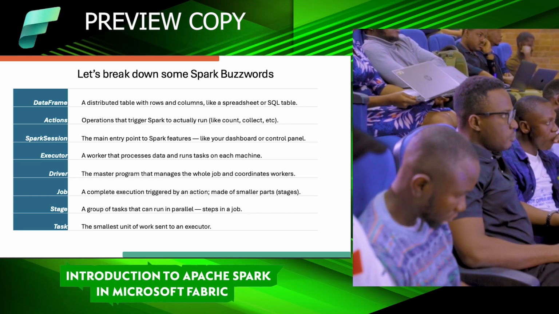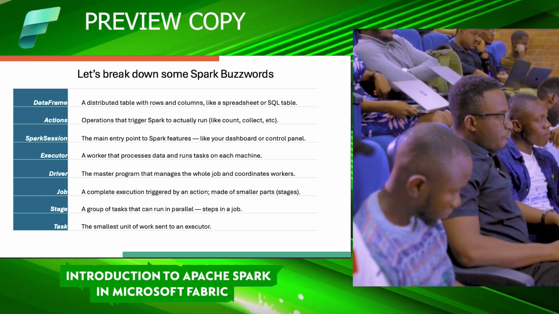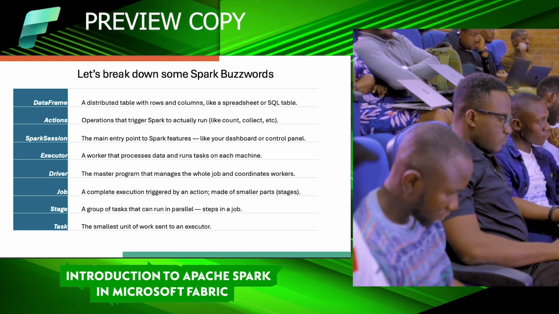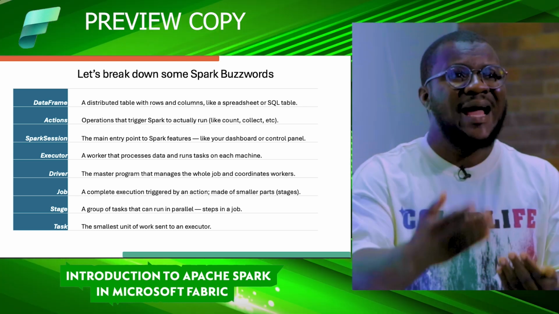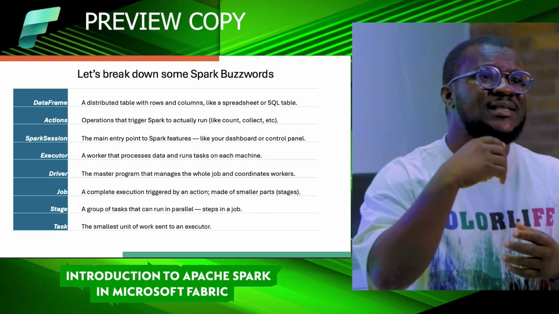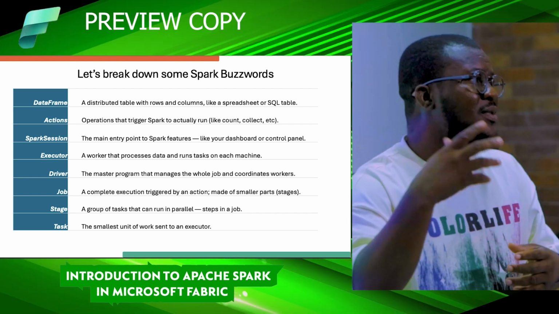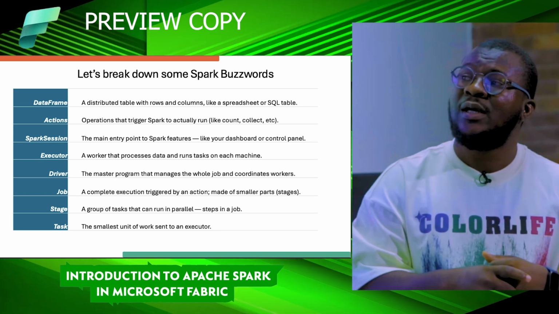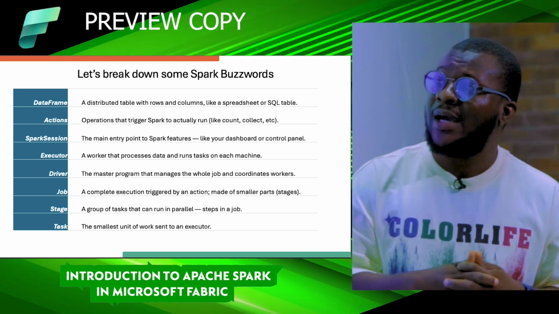When we hear about Spark actions, what are we talking about? These are operations that trigger Spark to actually run. So when you perform an action, you're actually triggering an operation, all right? Whether this is a count, a collect, or an aggregate, whatever action or operation you're performing, that is called an action.